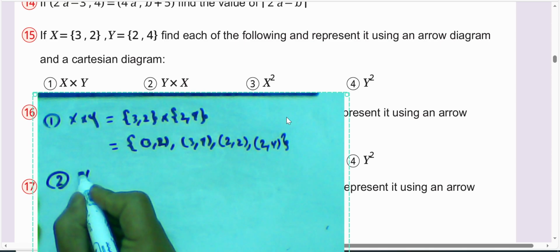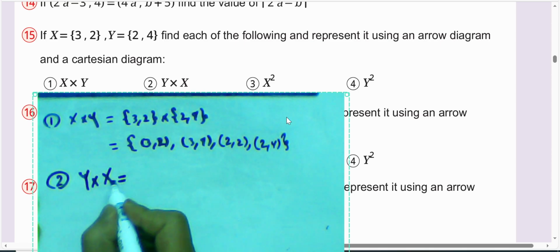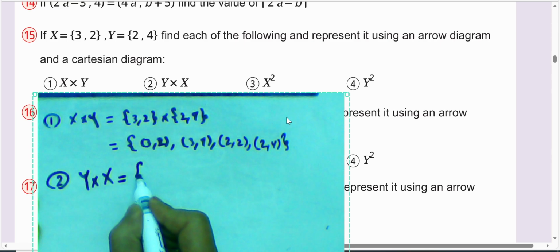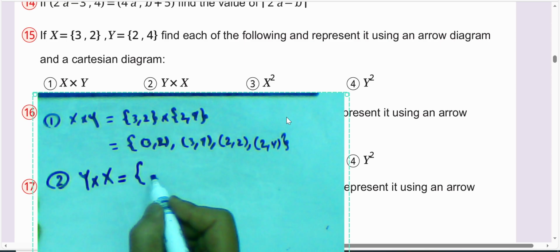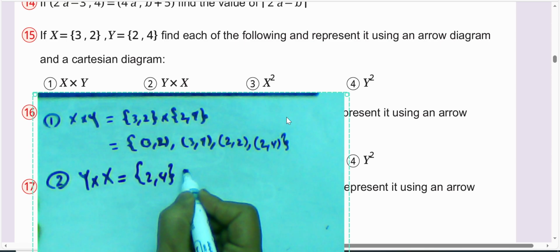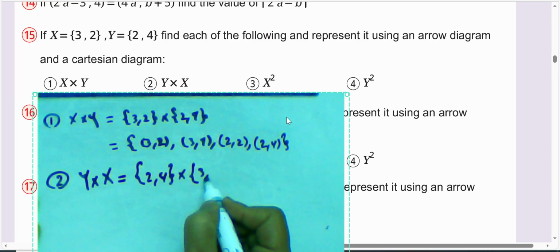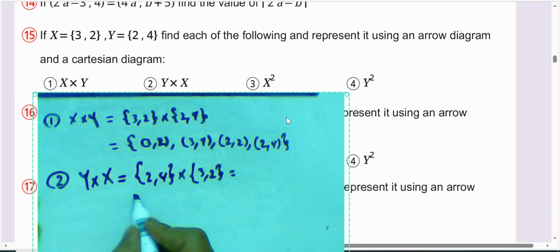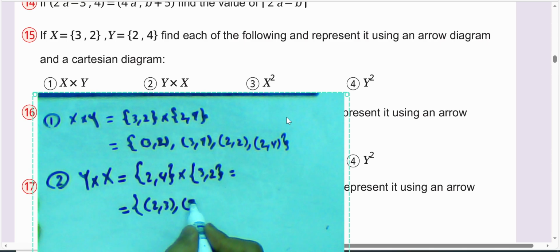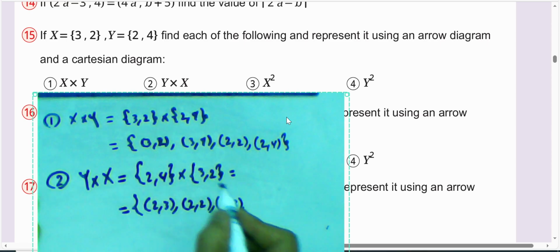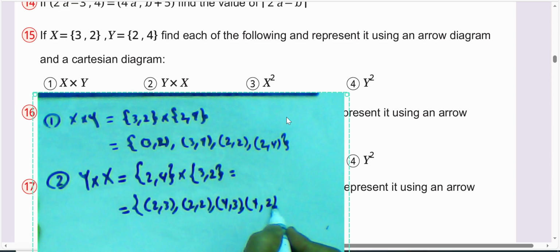Number 2. Y Cartesian product by x. Y equals (2, 4) Cartesian product with x. We have (2, 3), (2, 2), (4, 3), and (4, 2).